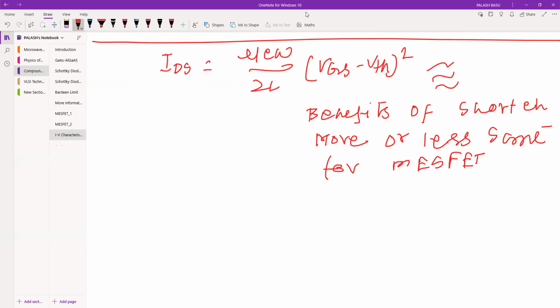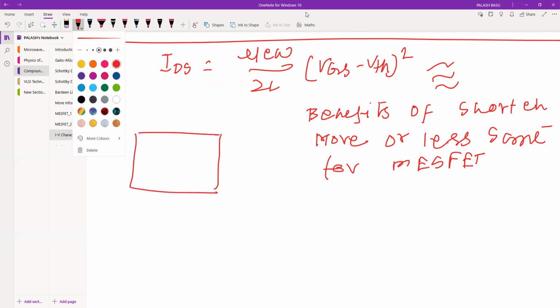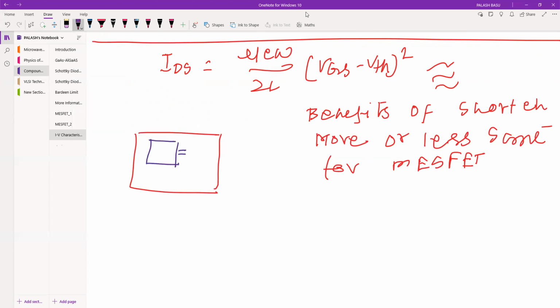Why? Because the moment you reduce the package size, or the length of your transistor, definitely you can put more transistors in a particular package. Another thing, you remember this. Suppose you have a PCB board. So you have a CMOS board which is connected to your MESFET. So it can happen like MESFET and it is CMOS, right?